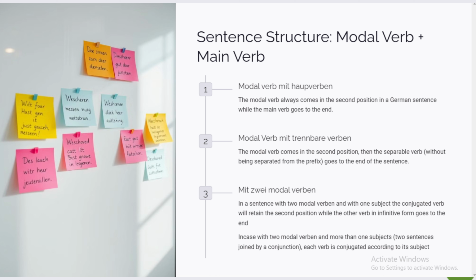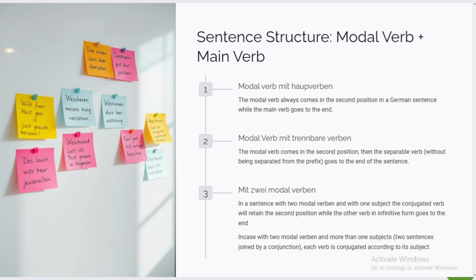If we are having, number 2, a modal verb with our separable verbs, note that the modal verb will come at position 2 and the separable verb at the end, and it will not be separated. An example, we are having the wollen and the ausgehen. The wollen verb will come at position 2, will be conjugated at the position 2. The ausgehen will not be conjugated, will not be separated, and will come at the end. That's the second point. Note that. It will always come at the end, not conjugated, and will not be separated.